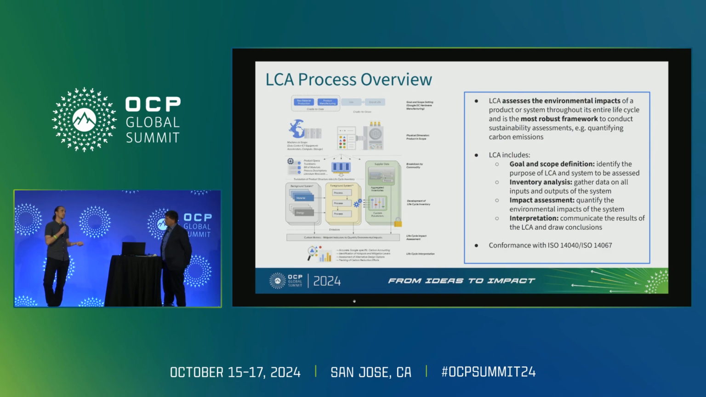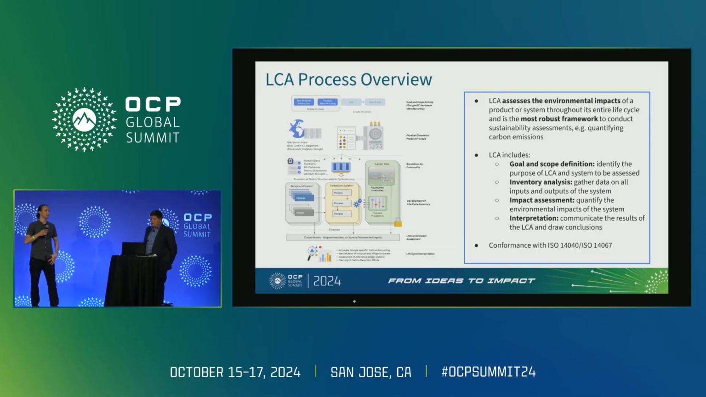And you want to continue with the harmonization? Yeah, sounds good. So talking about the LCA process and being compliant with ISO 14040 and ISO 14067, which is specific to product carbon footprints, these standards provide rough guidance on how to conduct LCAs, what to document in the process, and what to specify.